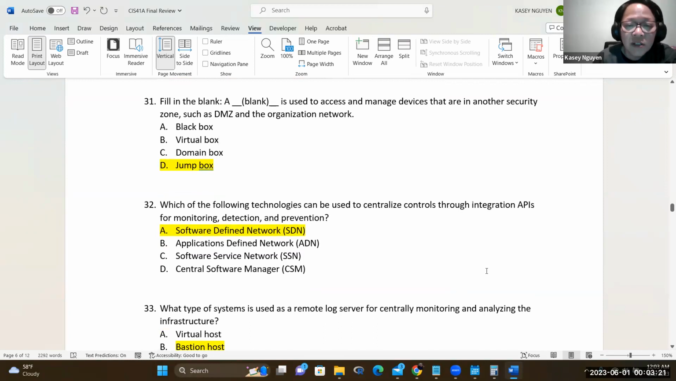32, which of the following technologies can be used to centralize controls through integration APIs for monitoring, detection, and prevention? And the answer for this is A, software-defined network, or your SDN. SDN allows you to control the integration of APIs and make sure that we are monitoring, detecting, and preventing any kind of security incident. So this really helps us streamline and automate a lot of the things, especially when it deals with applications and APIs.